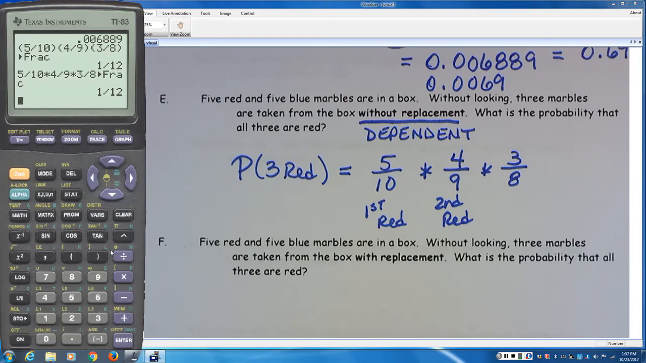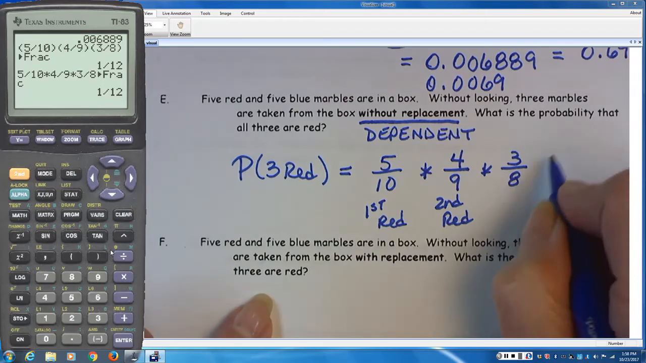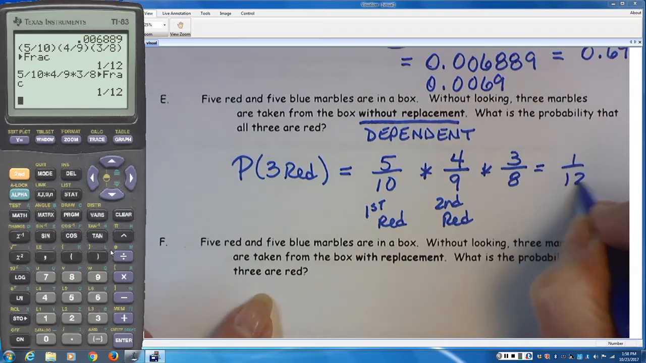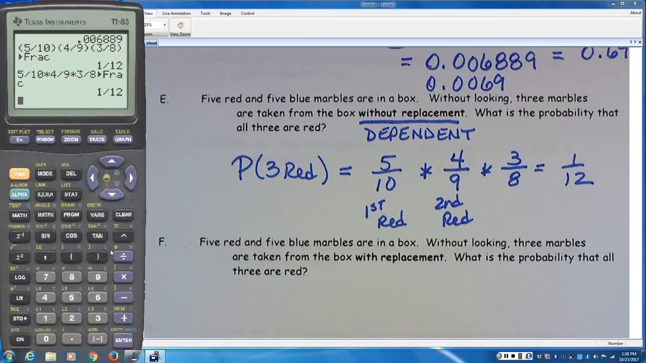It's better to put it in the way I did at the top. That way you'll be absolutely sure. Using parentheses is a good idea. You always want to put parentheses around your fractions. So your probability is 1 over 12 and whatever that decimal is.